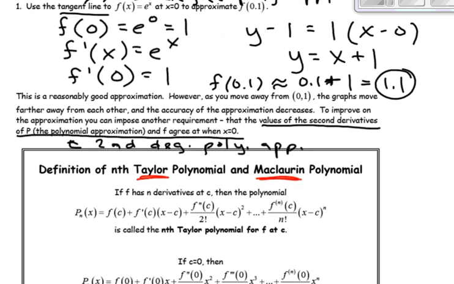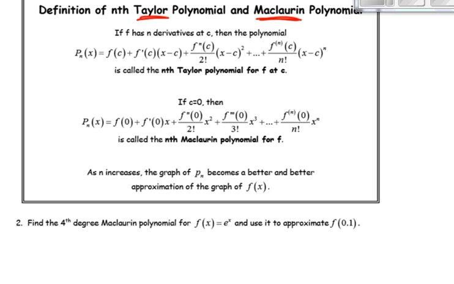Okay, so here's how a Taylor polynomial works. Actually, let's look at Maclaurin first. So here's Maclaurin, and up here is Taylor. If you have this center at 0, which we had with our e to the x, then our polynomial approximation, we use p for a polynomial, and then we use the subscript n to say how many degrees we're using. So if we were using the tangent line, it would be p sub 1. Quadratic, p sub 2, so on and so forth.